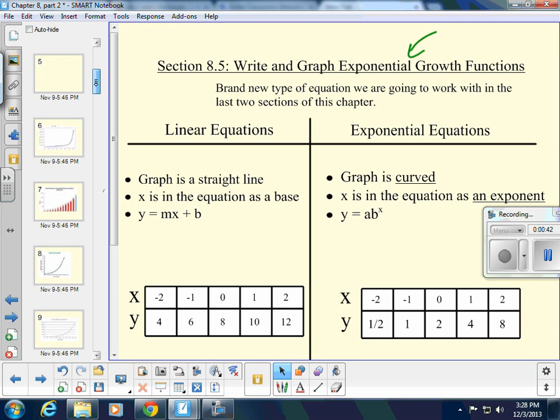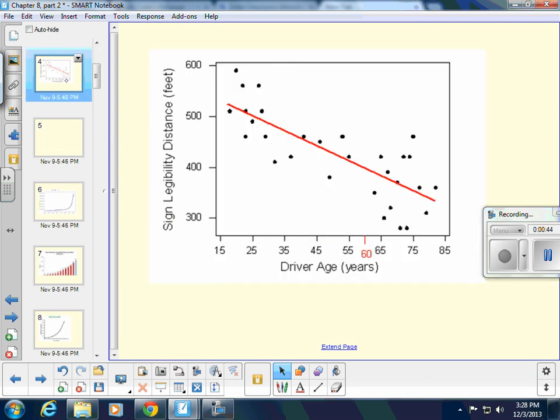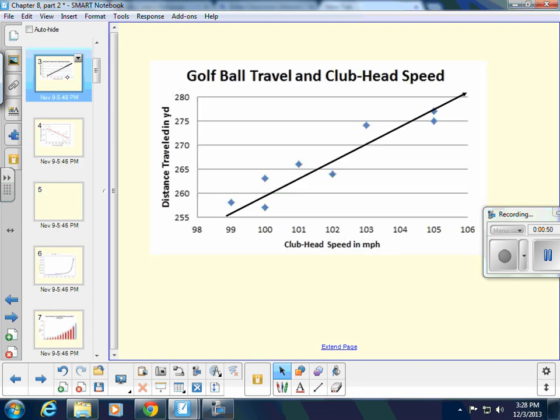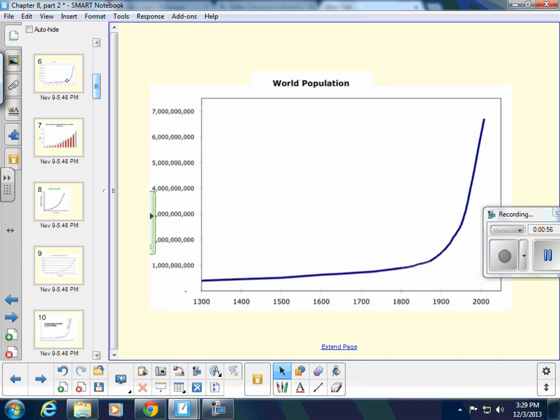Okay, well, first, just a reminder. Here's a couple scatter plots that have linear patterns to them. Remember, a linear pattern is something that makes a straight line graph. So just showing a couple of those examples, linear patterns. We've dealt with these before. But now there are other types of patterns out there that we can model.